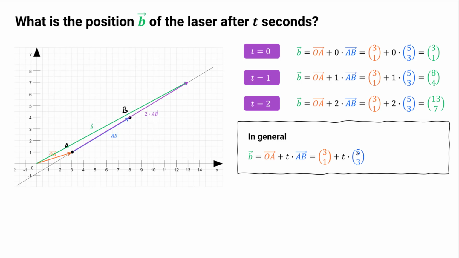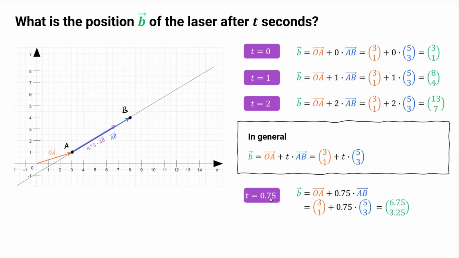This means that if we want to know the position of the laser after, let's say, 0.75 seconds, all we have to do is we plug in 0.75 as our t value, and we get the position of the laser, which is, in this sketch here, the green vector, right? And we can do this for all values of t.